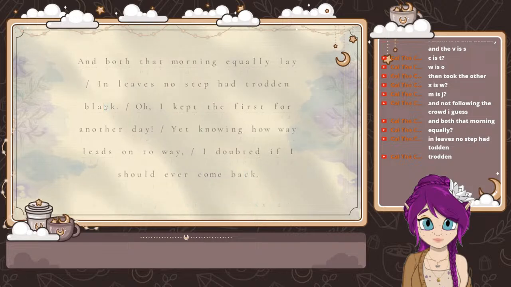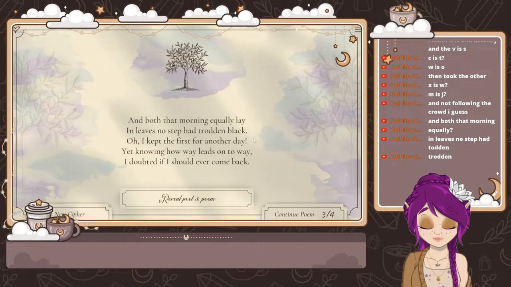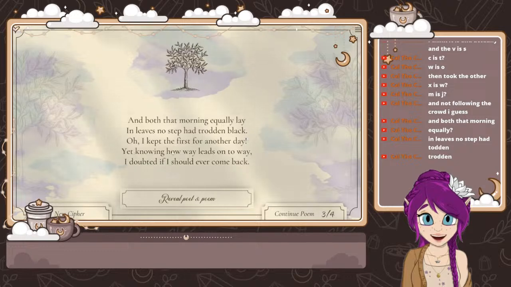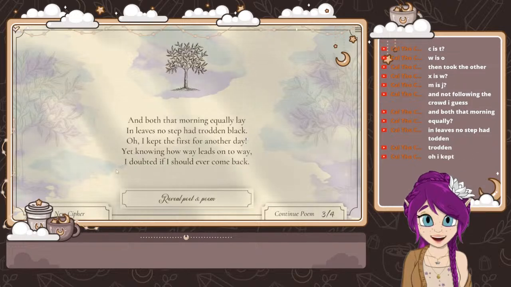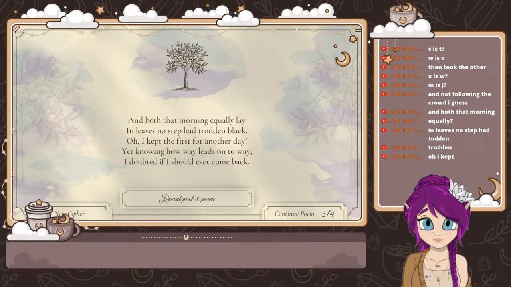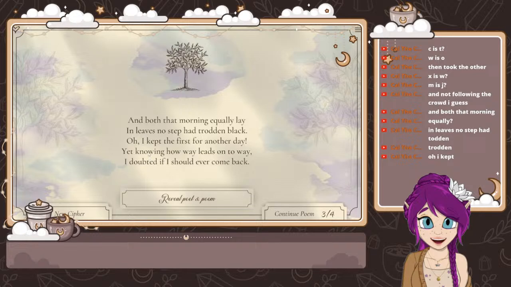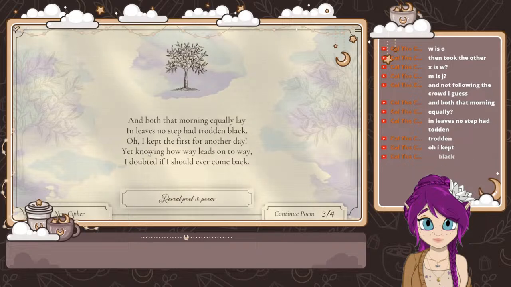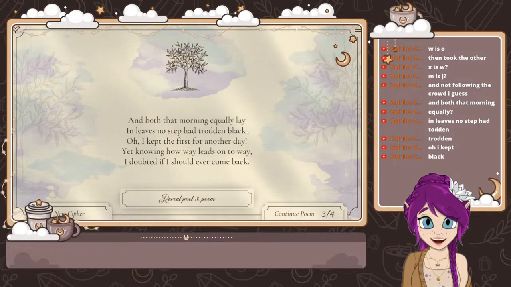Blank. Oh. Oh. And both that morning equally lay in leaves no step had trodden. Black. Oh, I kept the first for another day, yet knowing how way leads on to way, and yet knowing how way leads on to way, I doubted if I should ever come back. Oh, cool. Yeah, black. Black, I didn't even realize it was going to be like a color word.